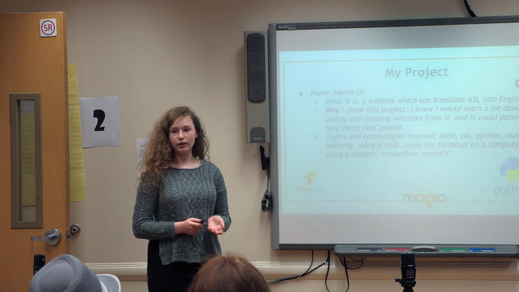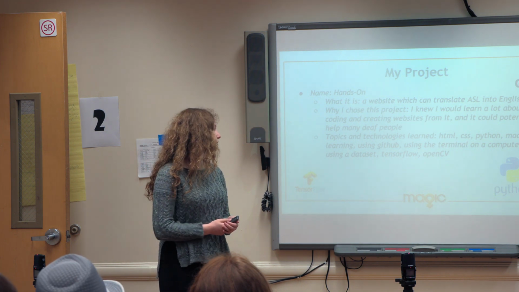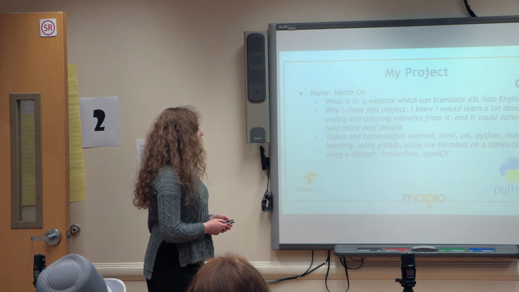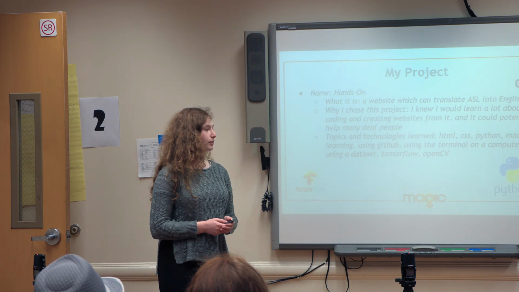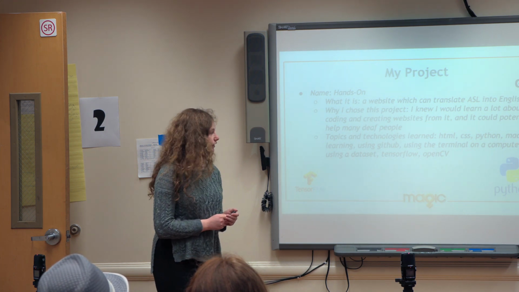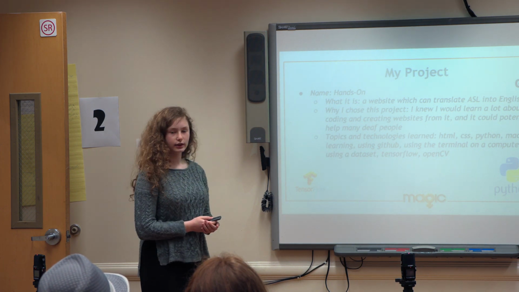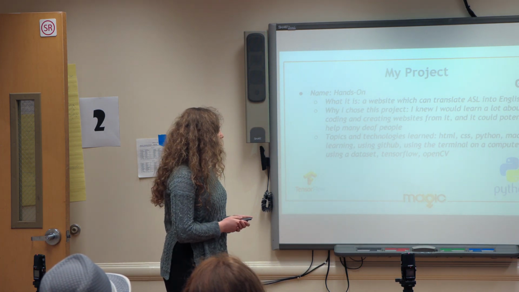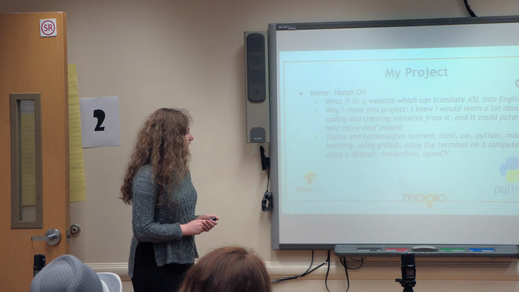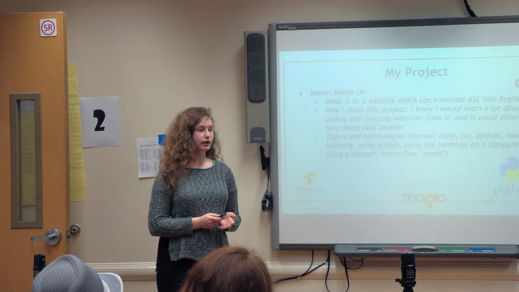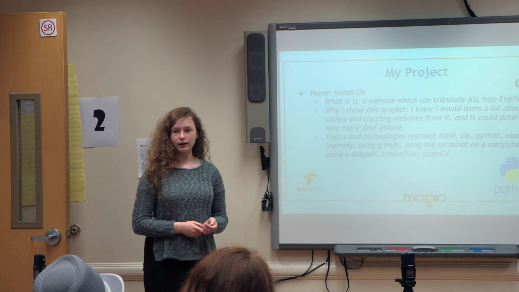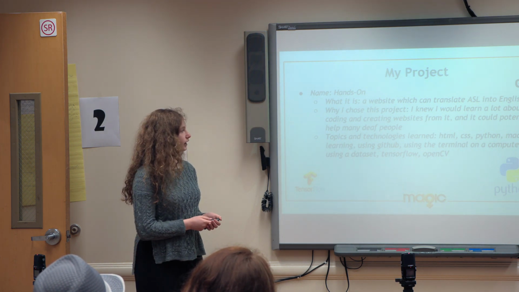So once I started Magic, I thought this would be a good project because it could help a lot of deaf people, and it would teach me a lot about coding since I came in not really knowing anything about coding. Topics and technology I learned included HTML and CSS, which I used for my informational website that I created about my translator. I used GitHub to launch this web page, and I used machine learning and a terminal and a data set, and TensorFlow, which is machine learning, and OpenCV helped with image classifying so my translator could translate ASL into English.